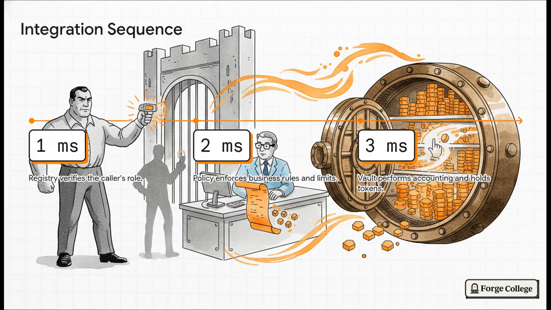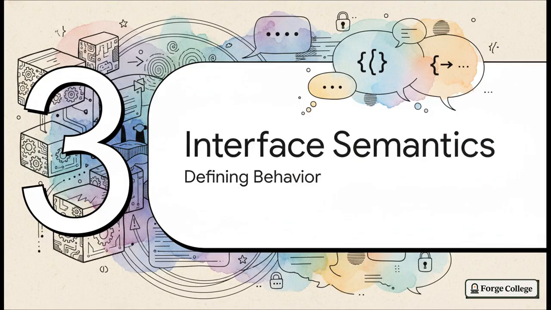These components need a millisecond perfect sequence to function safely. Look at the flow. At 1 millisecond, the registry verifies the caller's role, basically checking, are they allowed in or are they walking in wearing a ski mask? At 2 milliseconds, the policy enforces the business rules, like, are they trying to withdraw $1 million on a random Tuesday afternoon? Then, at 3 milliseconds, the vault does the accounting and actually moves the tokens. If you mess the sequence up, you might end up with the vault tossing money out the window before the bouncer even checks an ID. You absolutely have to enforce this strict sequence on paper first, or trust me, a bug will find its way into your timing. Let's look at Section 3.